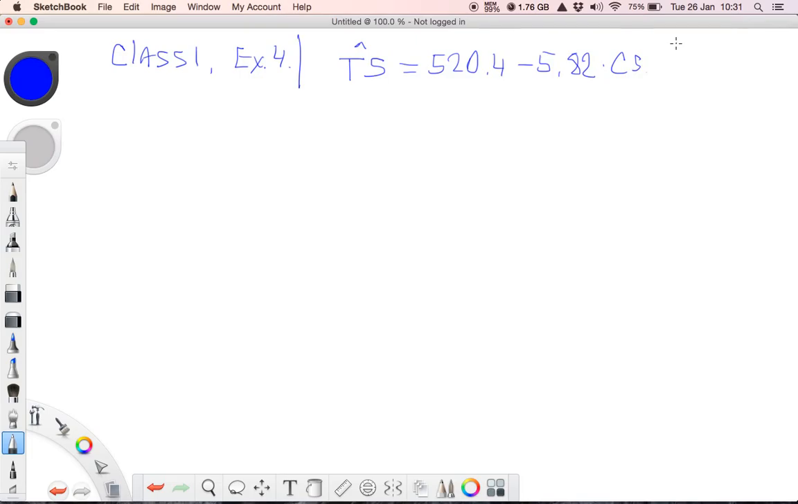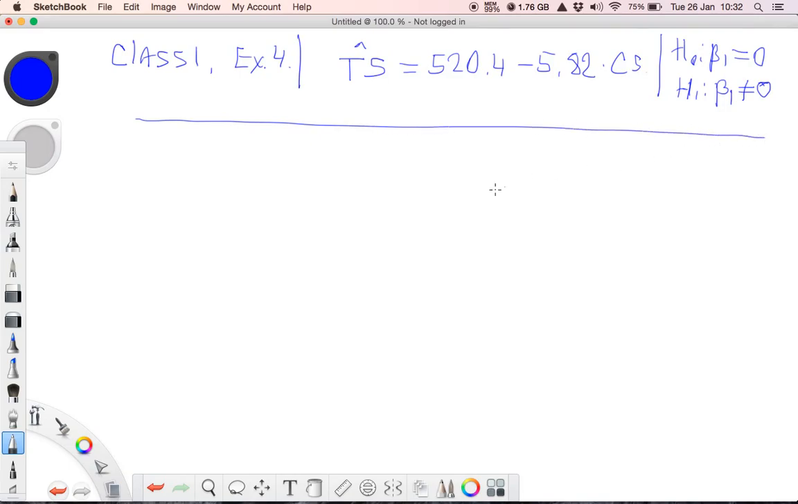So we will now state the hypothesis that we need to test. It's that beta 1 equals 0. The alternative is a two-sided hypothesis that beta 1 is not equal to 0.